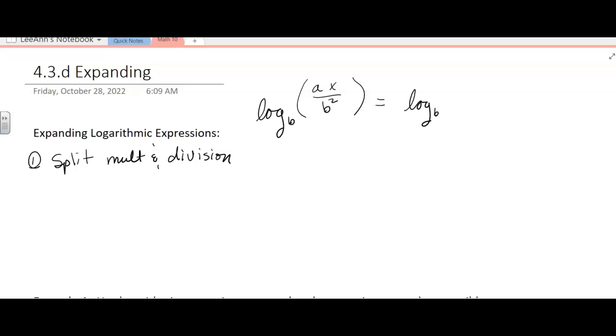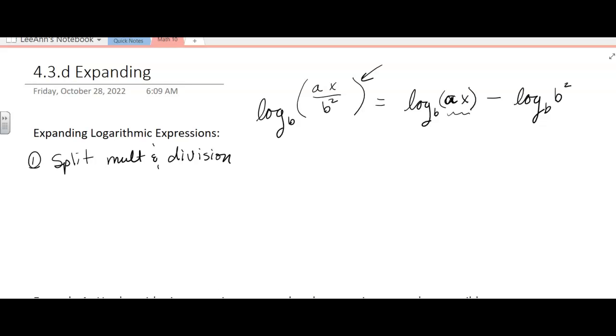Okay, log base b, you'll have to put ax. Now I meant to talk about this before, but you do have to have those parentheses because the argument is ax. It's both of them, okay? And then you're going to have minus because it's division here that we're splitting up. Log base b of b squared. Okay. Then, that's the division.